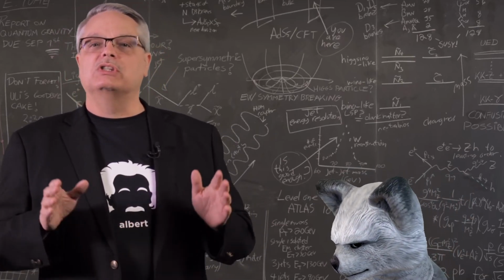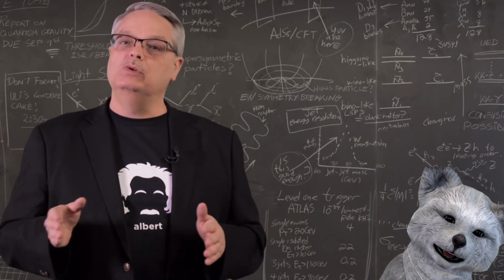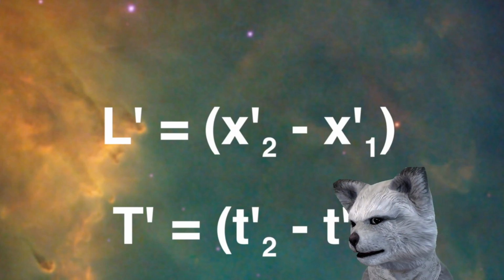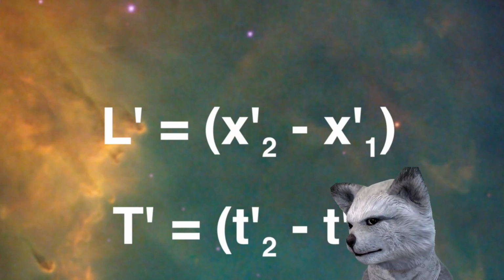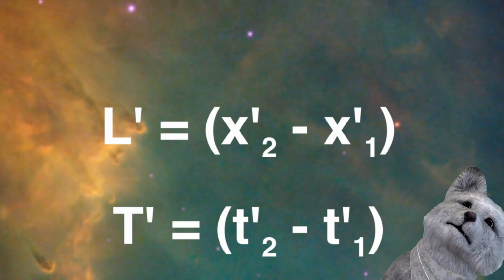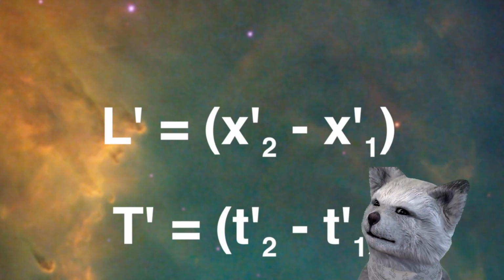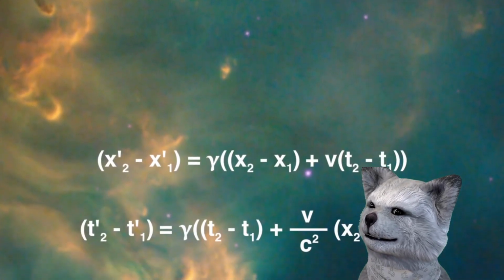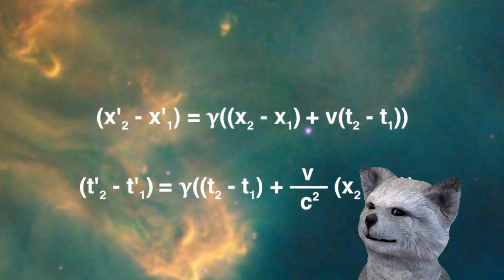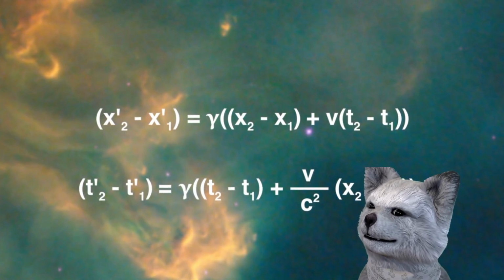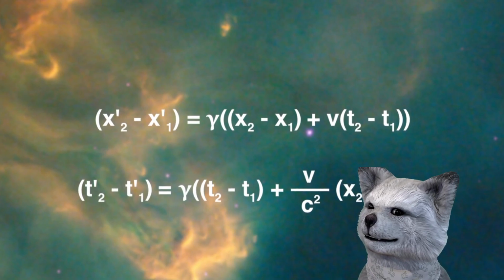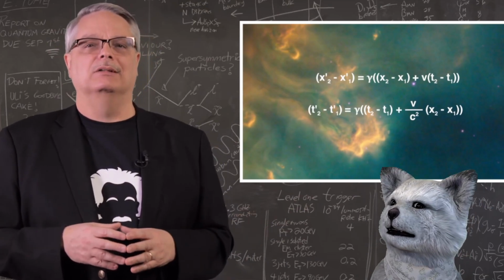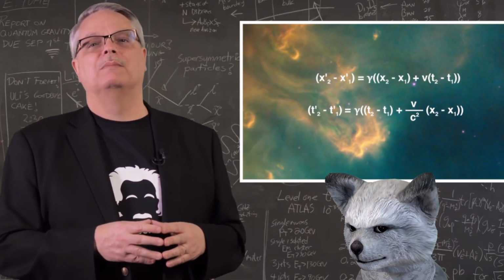Let's start by just subtracting the two positions and two times according to the primed observer. The length L prime is just x2 prime minus x1 prime, and the duration, big T prime, is t2 prime minus t1 prime. We can write that out using the Lorentz transforms, and we get what you see here. It's just the Lorentz equations, but with the positions 1 and 2 subtracted. Okay, maybe this is getting a little mathematical, but it's just these two equations.